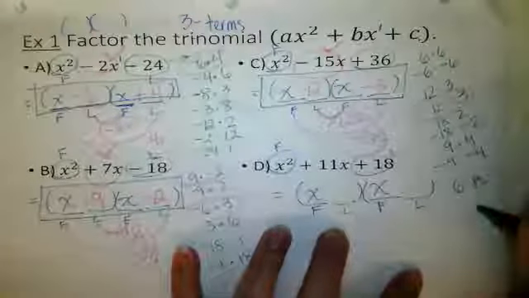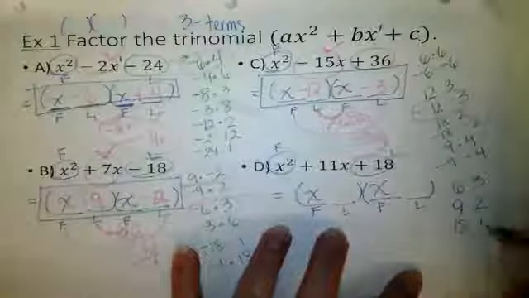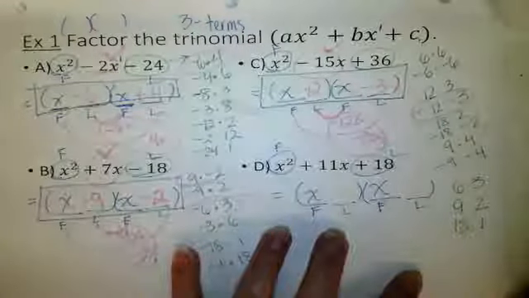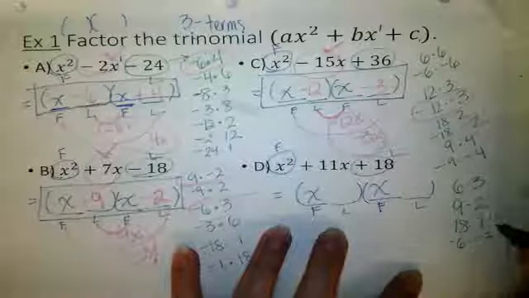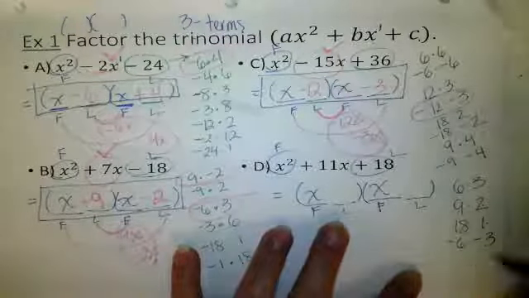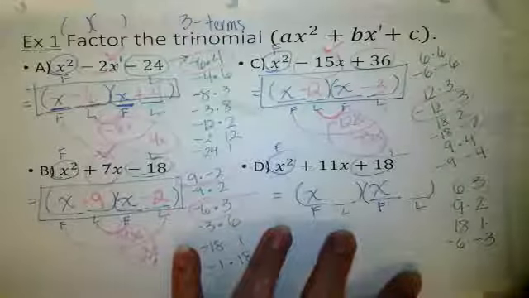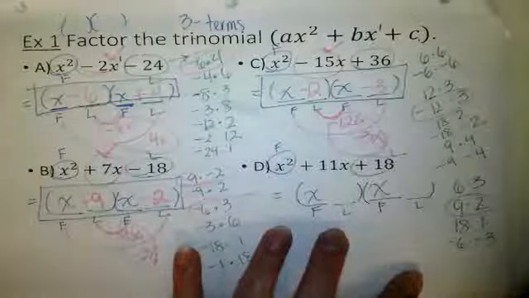6 times 3, 9 times 2, 18 times 1. And the negatives, right? Negative 6 times negative 3, negative 9 times negative 2, negative 18 times negative 1. All those negatives would work as well. When you multiply, they turn positive. Which one do you want to try? 9 and 2. Excellent choice.